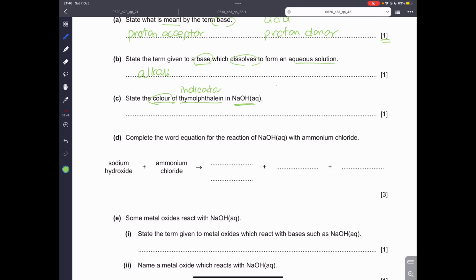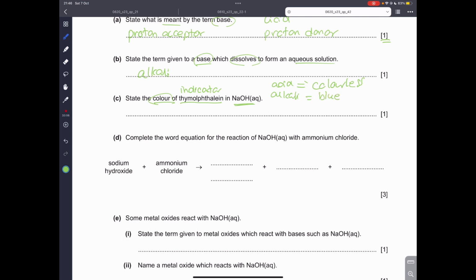So in acid, it actually turns blue. In acid, it is colorless. In alkali, it is blue.